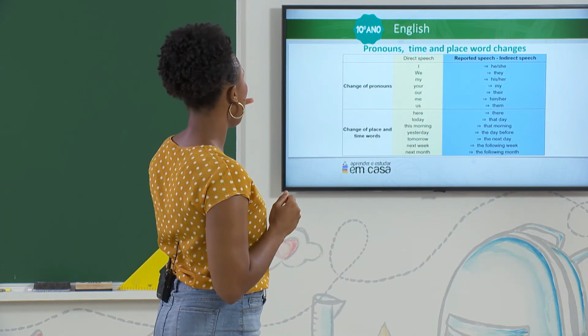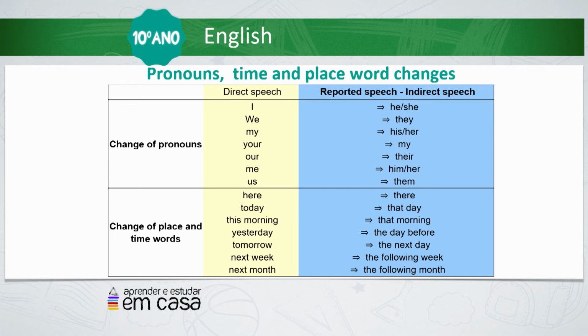Here we have pronouns, time, and place word changes. For pronouns, direct speech and reported speech or indirect speech: I changes to he, she. We, they. My, his or her. Your, my. Our, their. Me, him or her. Us, them. See? Yes. So then we have change of place and time words.